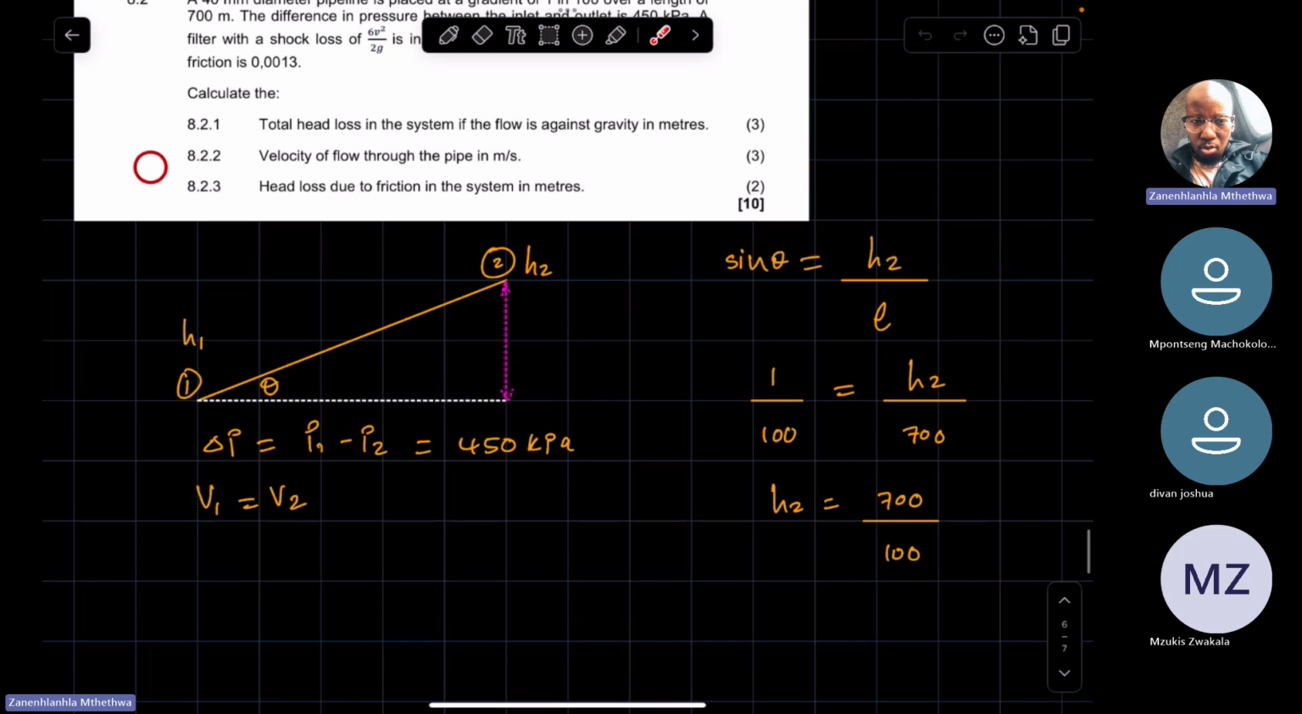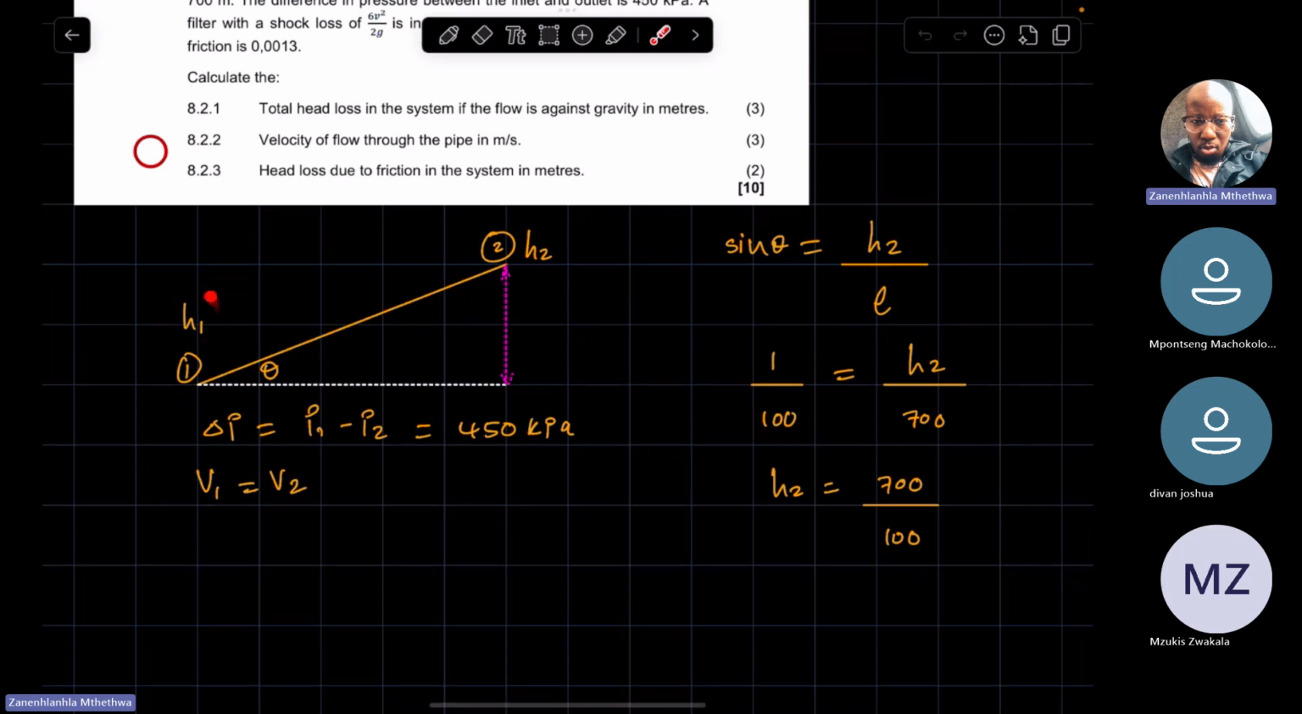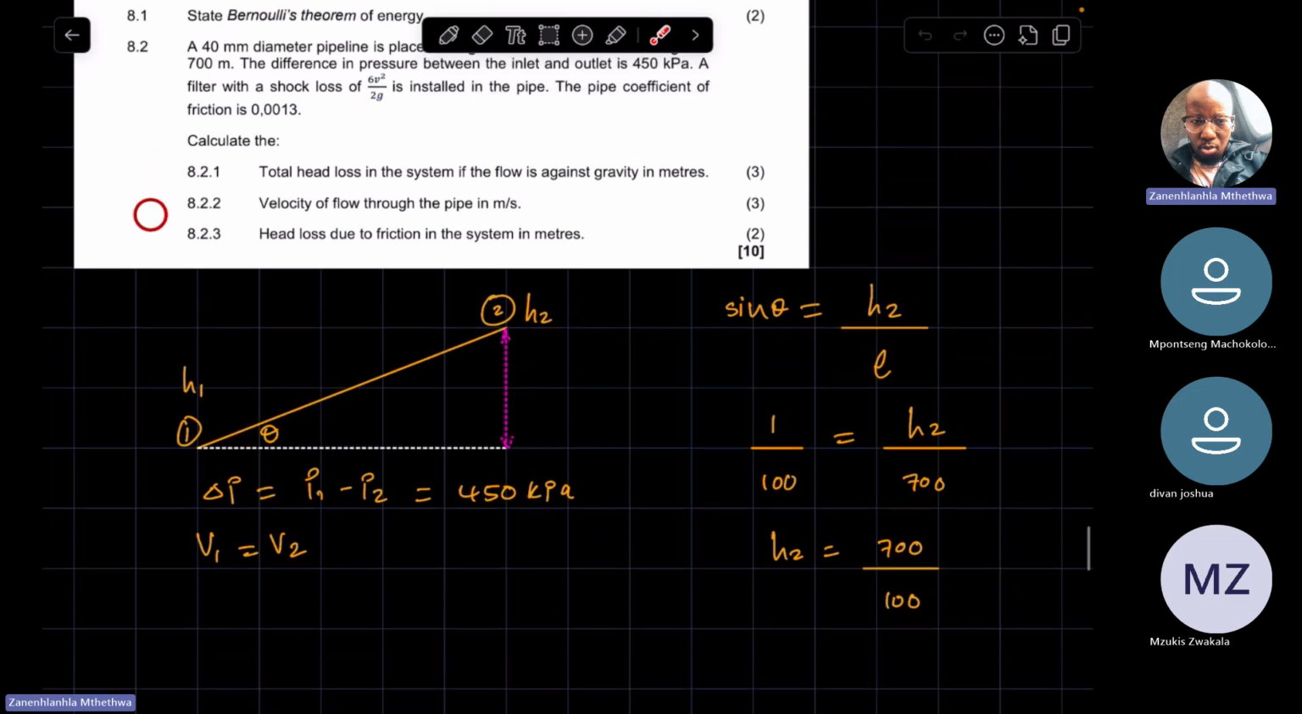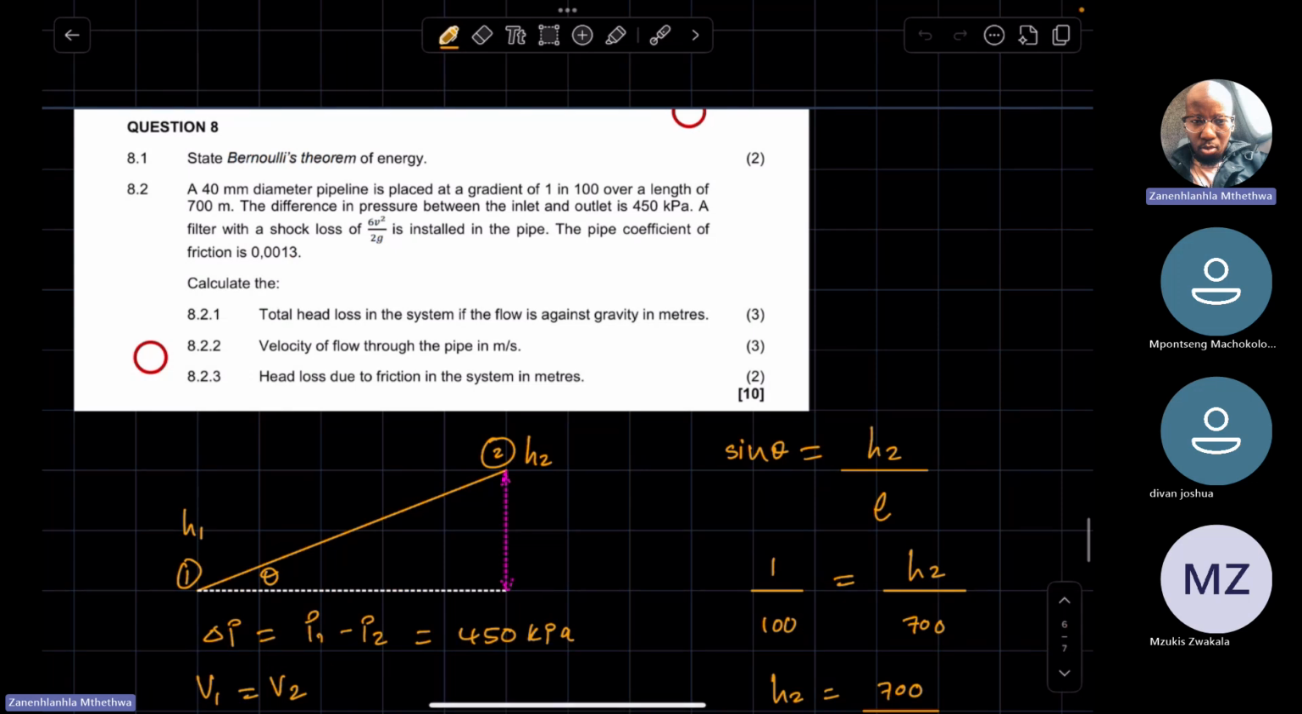Right. So, like I said, we assume that this H1 is equal to 0, and this is how you work out your H2. And then we are also given that F is 0.0013.